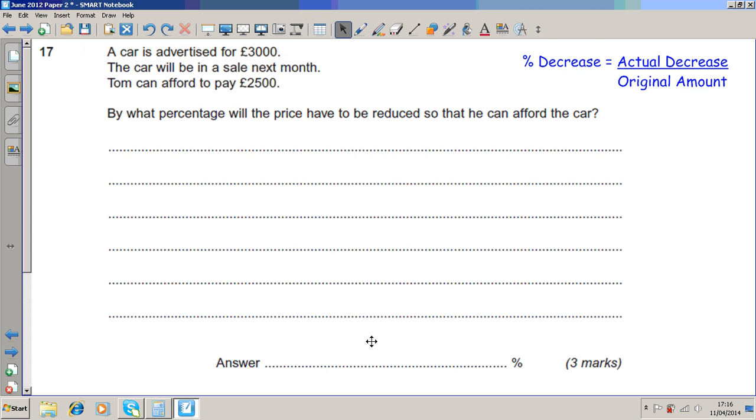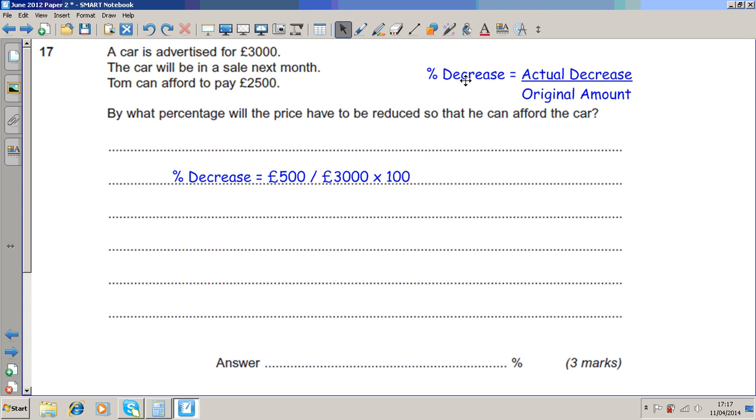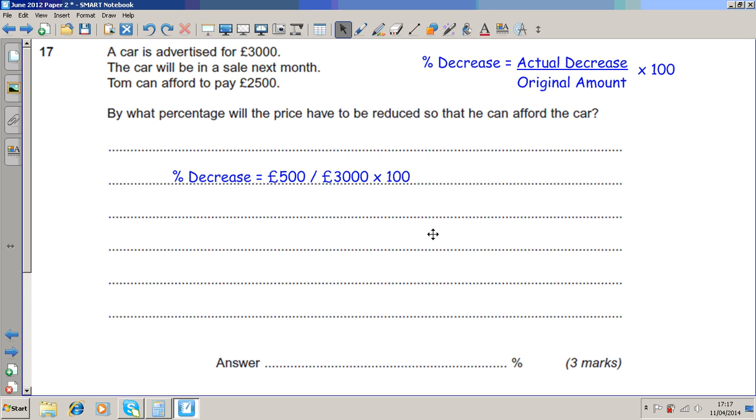Alright, but 26, winner. A car is advertised for £3,000. The car will be in a sale next month. Tom can afford £2,500. By what percentage will the price have to be reduced so he can afford the car? Okay, so to work out a percentage decrease, we do the actual decrease divide the original amount. So for Tom here, the percentage decrease is the actual decrease, 500, divided by the original amount, 3,000, and then times 100. I missed that important bit off the end there, times 100, because it's a percentage.